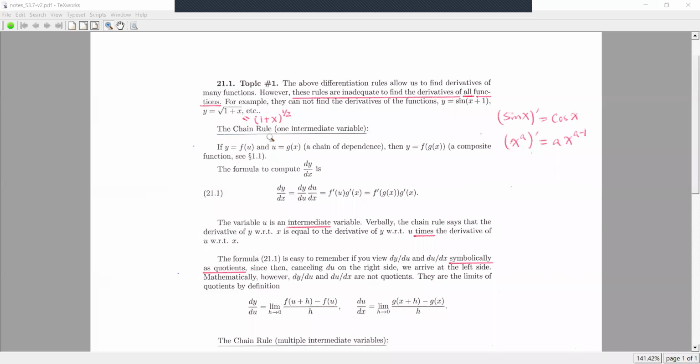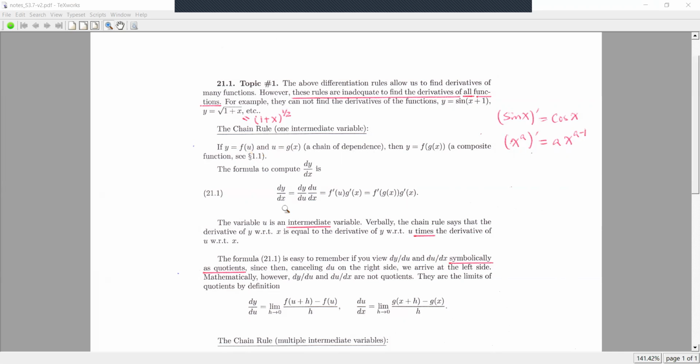Here is the chain rule. Suppose we have 3 variables, y, u, and x. If y depends on u, and u in turn depends on x, as a result, y depends on x. So y is a function of x. In mathematics, if something depends on another thing, we say that the thing is a function of another thing. This is a chain of dependence.